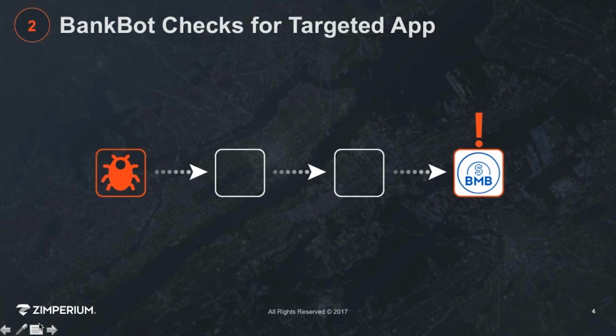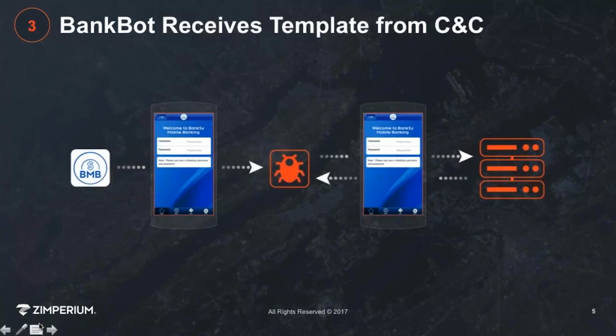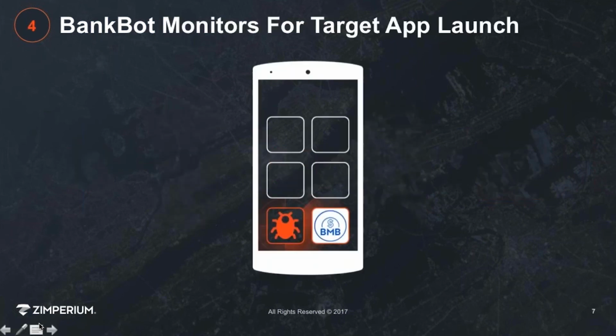Once it has discovered that targeted app, it will go back out to its command and control server and say, hey, I've got XYZ Bank or BNB Bank, if we've got this fictional bank, because we didn't want to pick on any particular bank in our visuals. It'll go out and say, hey, I need the template for BNB Bank. And the command and control center will deliver that template back to BankBot. Then BankBot waits, and it continues to monitor for the target app launching.